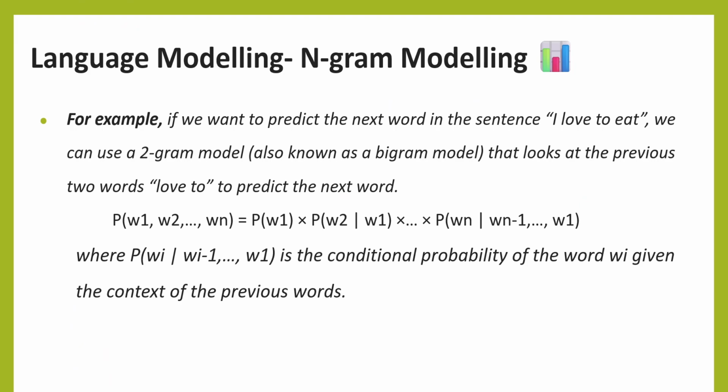For example, if we want to predict the next word in the sentence, "I love to eat," we can use a 2-gram model, also called a bigram model, that looks at the previous two words to predict the next word. Here, the probability of the word sequence can be calculated using this formula, where P(Wi | Wi-1) is the conditional probability of the word Wi given the context of previous words.